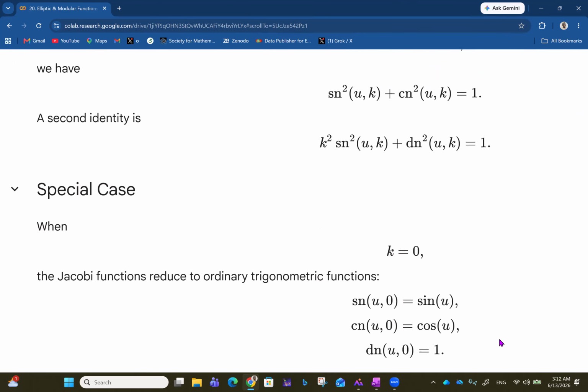Then we can have a special case when k is 0. When k equals 0, the Jacobi functions reduce to ordinary trigonometric functions. Sn(u, 0), because k is 0 now, is just sine u. Cn(u, 0) will just be cos u because k is 0. Dn(u, 0) is just going to be 1.